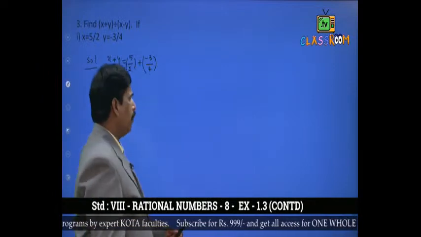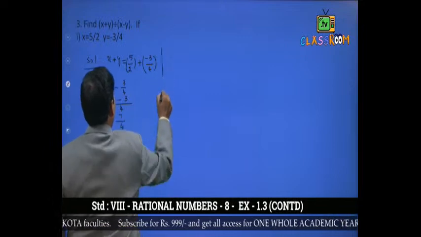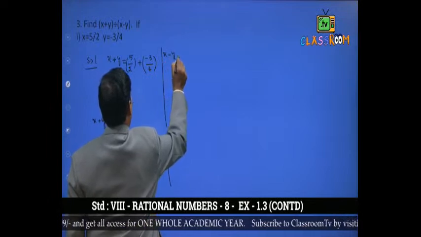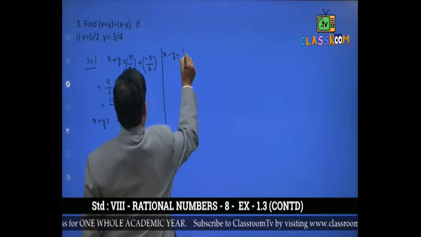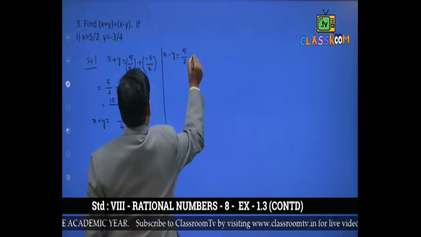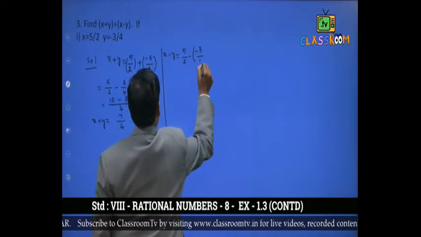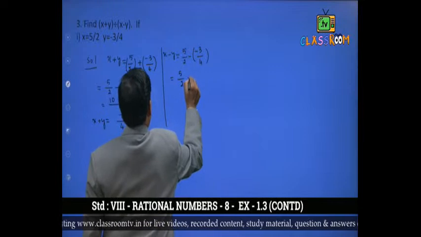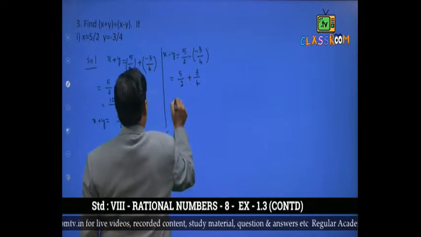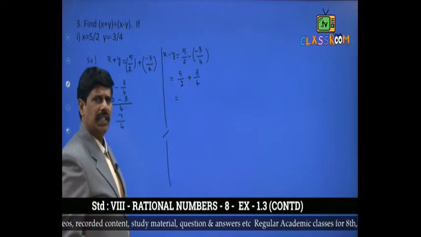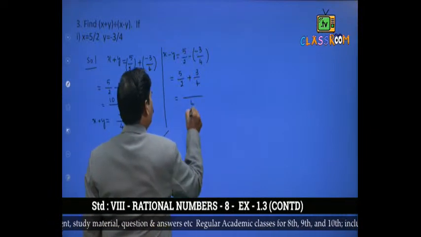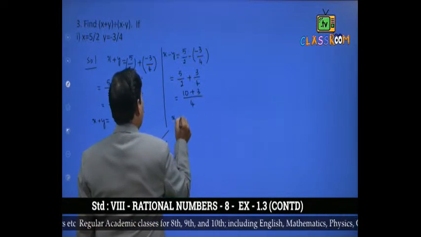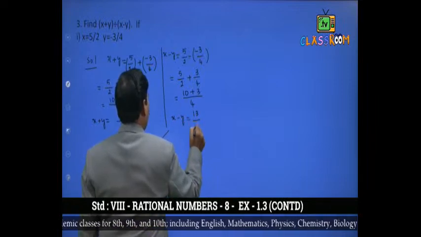Now we will find the value of x minus y. That is equal to x is 5 by 2 minus 3 by 4. This is equal to 5 by 2 minus into minus is plus, this will be 3 by 4. So now the LCM of 2 and 4 is 4 here, 2 2s are 4, 2 5s are 10 plus 3. So x minus y will be 13 by 4.